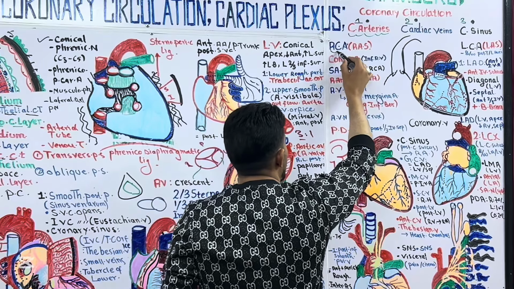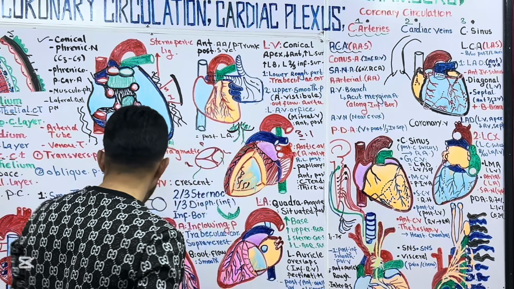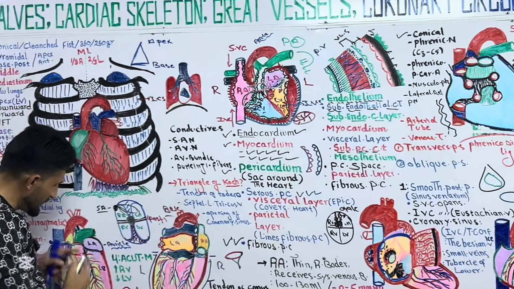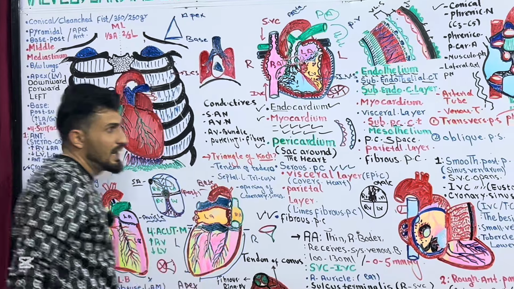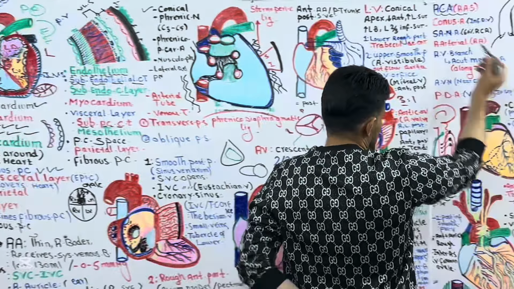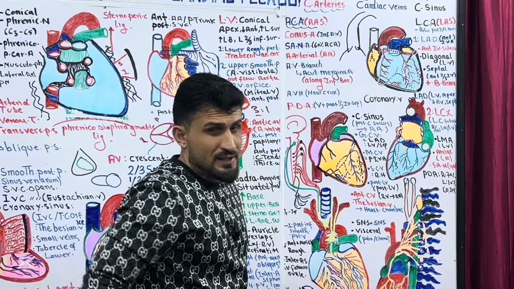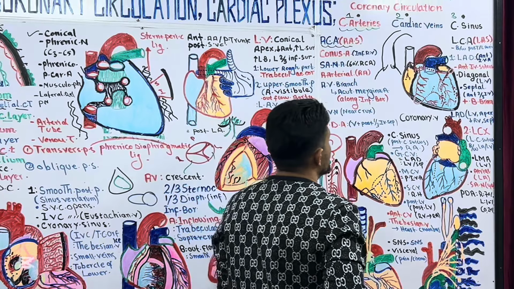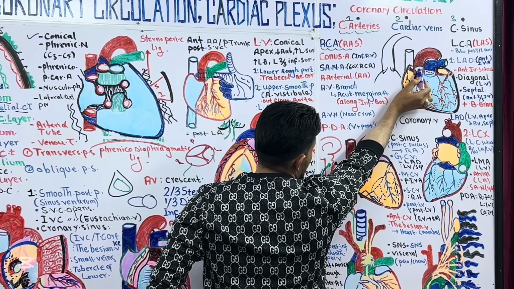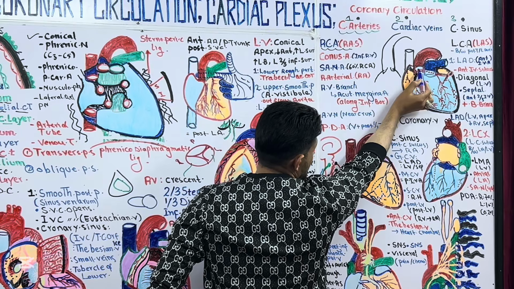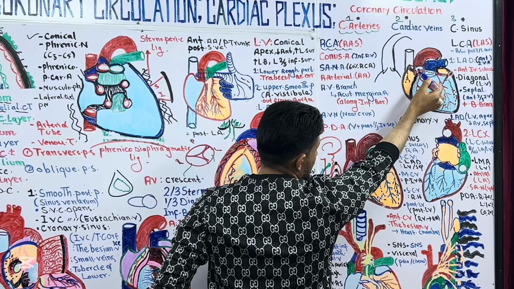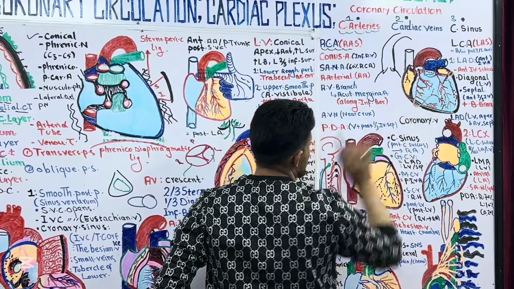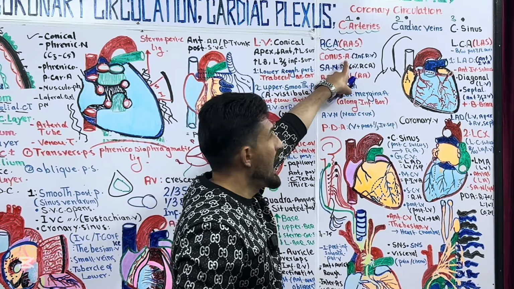Now let's talk about the right coronary artery. Watch it here. These are right coronary arteries, these are left coronary arteries. So now let's study the right coronary artery and its branches. Watch carefully, zoom in. This is the right coronary artery, originating from the right aortic sinus. It comes here and gives its first branch, which is called the conus artery.